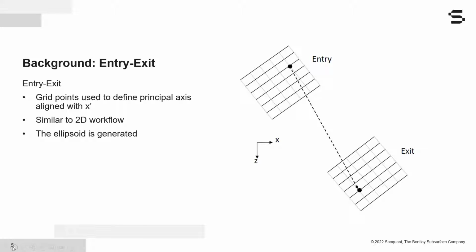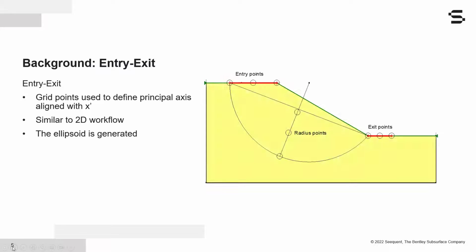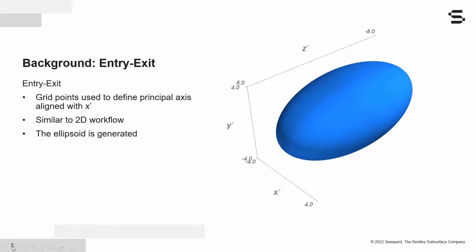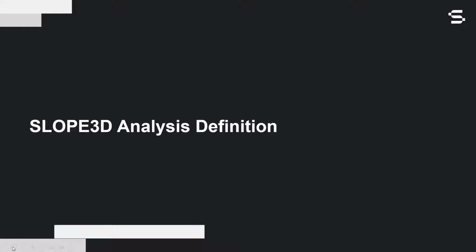In order to define an entry-exit search, the first step is to create an entry grid and an exit grid. At solve time, a point on one grid is connected to a point on the other grid to form the primary principal axes of the ellipsoid. In 2D, we can easily visualize these points being connected and then geometry being used to generate the arc of a circle. Effectively, the same is true in 3D, except that the parameters of the ellipsoid equation are used to generate the final shape. Let's now review the workflow for setting up a 3D stability analysis in Geostudio.